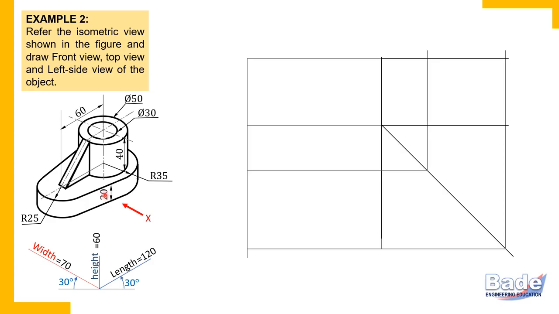So we know that this object is symmetrical. And what is the orientation of that symmetry? Front back symmetry it is. Front side and back side. Remember, in the top view, this is the front side, and this is the back side.